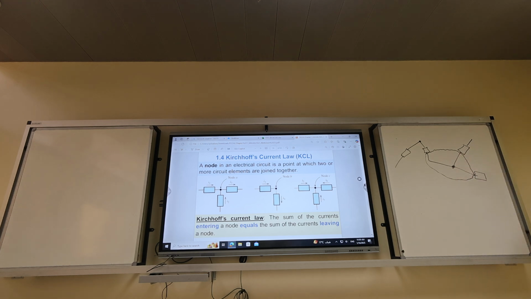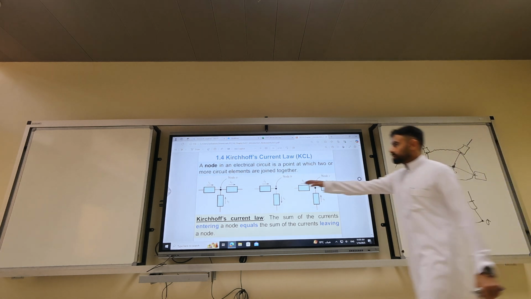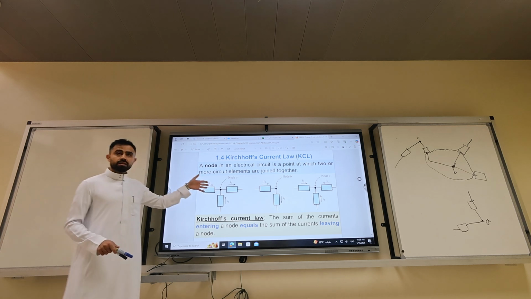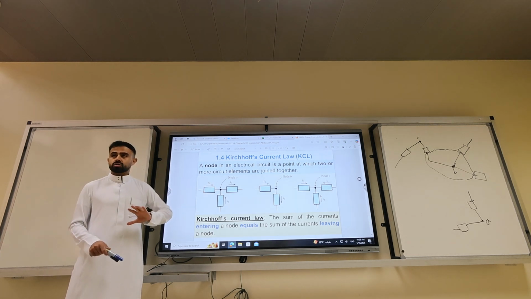But in schematic drawings, we try to make it nice. We make angles, and then if we connect 2 elements, we put a ball or dot. We call this a node. And sometimes it's better to name it. This is A, maybe this is B, this is C. So, in every node, the summation of current entering and leaving should be 0.